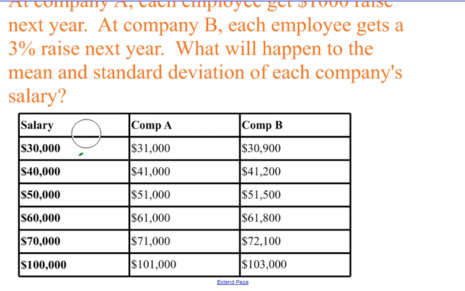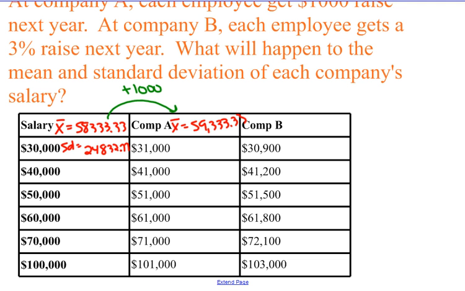So hopefully when you did this, for my salary originally, I found the mean, so my x bar, to be 58,333.33. And then the standard deviation was 24,832.77. Company A then, by adding that $1,000, their mean is 59,333.33. So what happened to that mean from just adding $1,000? Well, when you add $1,000 to the salaries, your mean changes by $1,000. My standard deviation, the exact same.